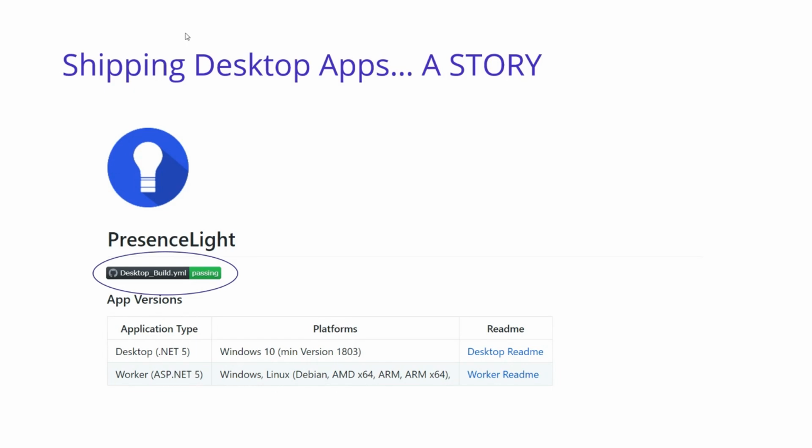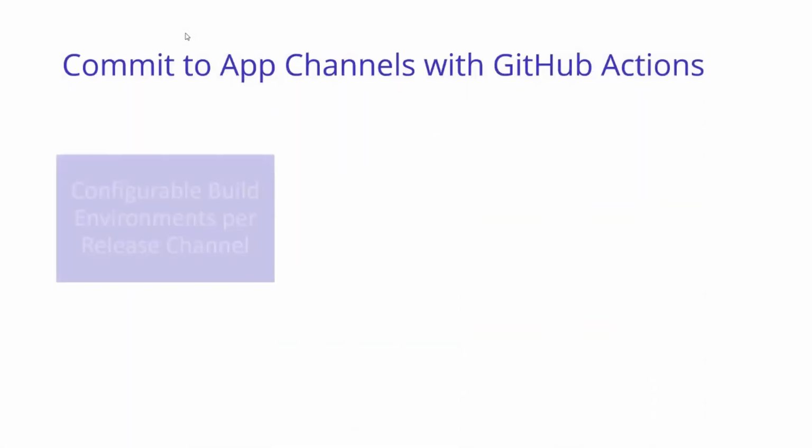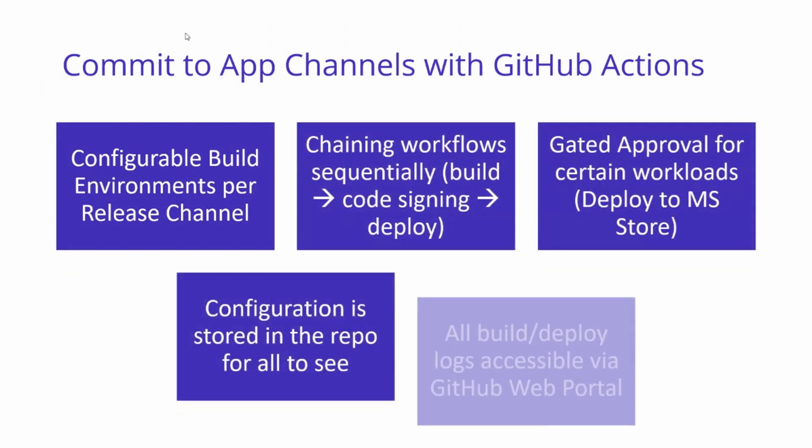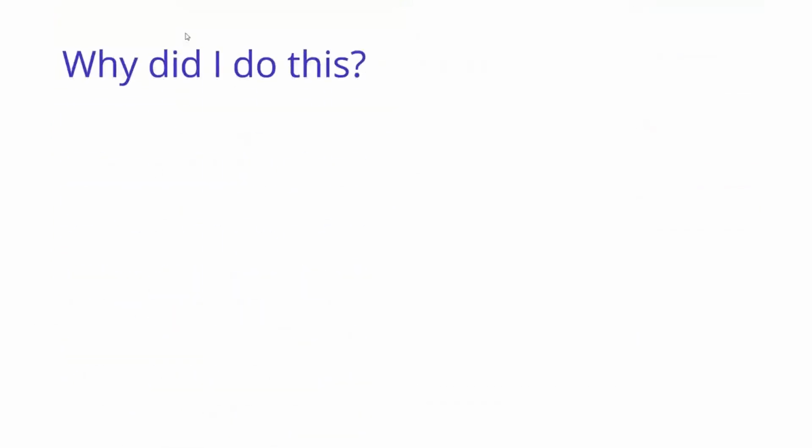As you can see, that's a screenshot of the README file for my app called Presence Light. And there's a desktop build YAML file and it says that it's passing. What that means is that I have full GitHub Actions enabled CI/CD on the app. And what does that actually mean, right? It commits apps to channels with GitHub, right? So I have configurable build environments per release channel. We'll talk about that a little bit later.